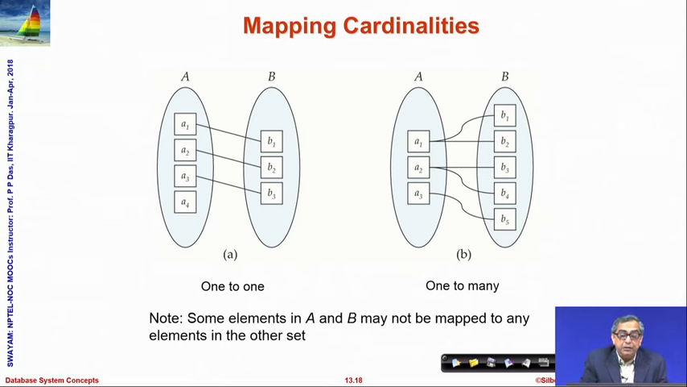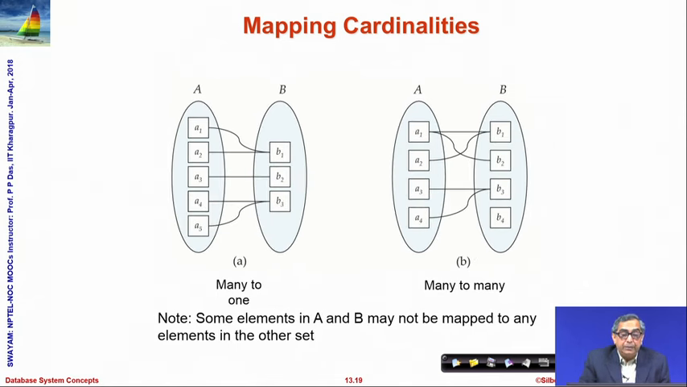Whereas, in diagram B you see that A1 relates to B1 as well as B2, and A2 relates to B3 as well as B4. So, one entity in A may relate to more than one entity in B, but if you look from B's side, every entity in B is related to at most one entity in A. Then we say from A to B it is one to many. Naturally, since I can put the relations in any order, if you look in the other direction, it becomes many to one.